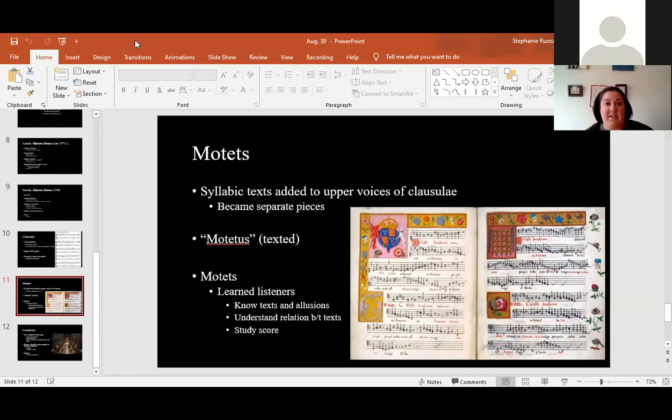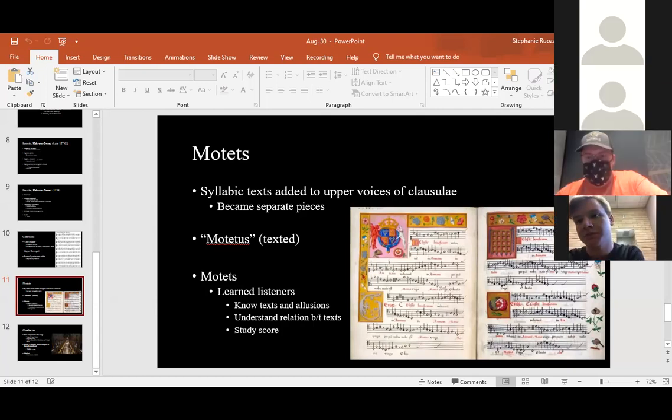Does everybody understand the difference between a clausula and a motet? Okay. Good. Did you guys eat your Wheaties this morning?